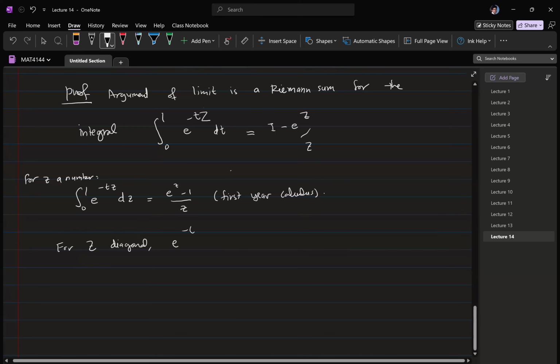e to the minus tZ will look like, so if Z is like this matrix, maybe z1 through zn, then this is the matrix e to the minus tz1 through e to the minus tzn. And the integration passes to the entries, which now reduces to the one variable case. Okay? So it immediately reduces to the number. So for diagonal matrices, this was easy.